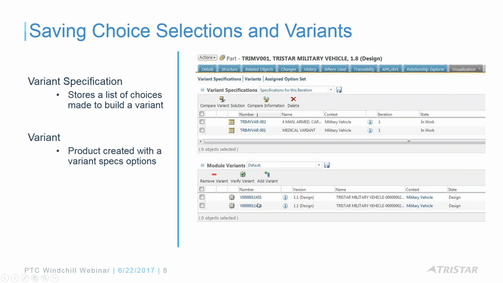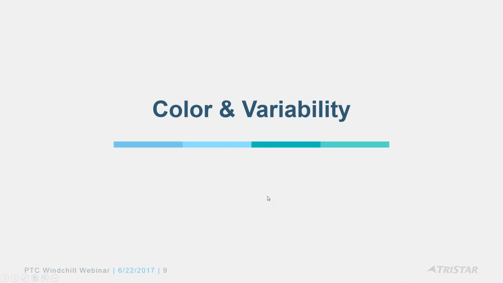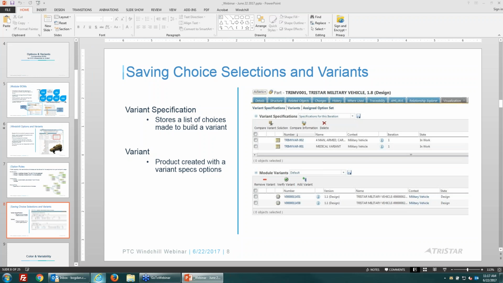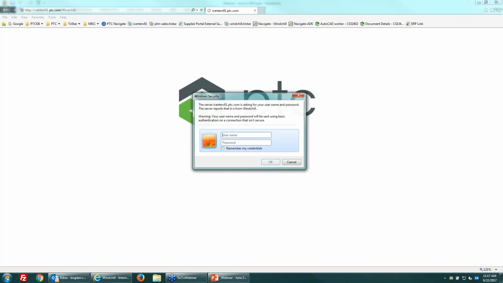So I can always go back in time and see what were those choices that were selected for that variant, and if maybe I revise that variant, I can select other choices if the customer comes back and wants other options. So before we get into the next section, I want to go into Windchill and see some examples of this variant functionality.